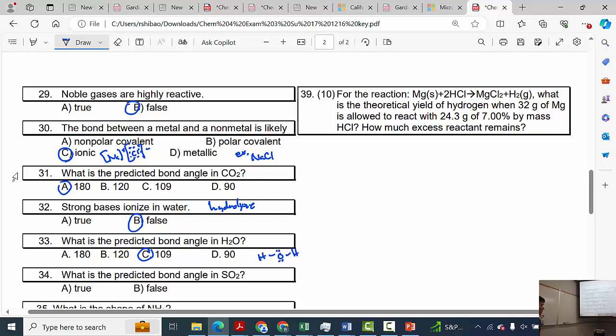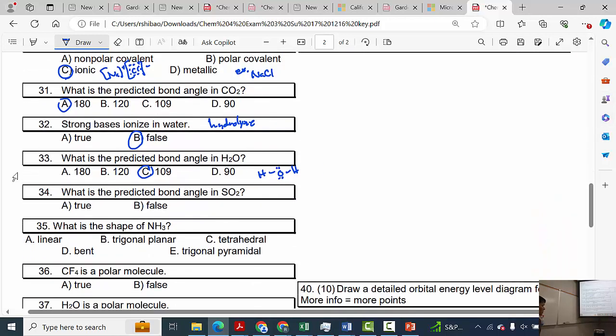What is the predicted bond angle in H2O? 109. This is no distortion. H2O. The tetrahedral bent 109.